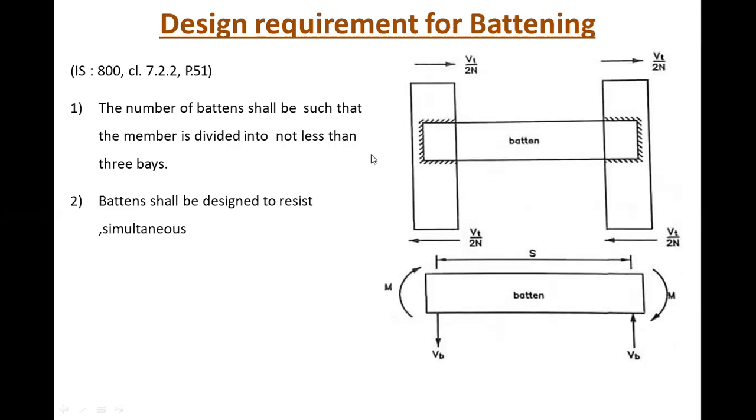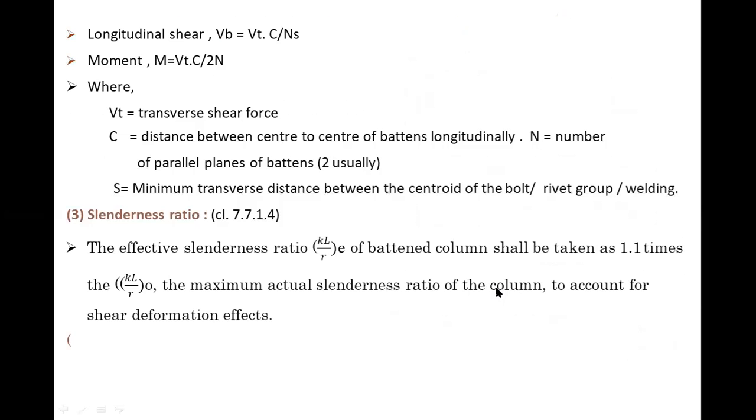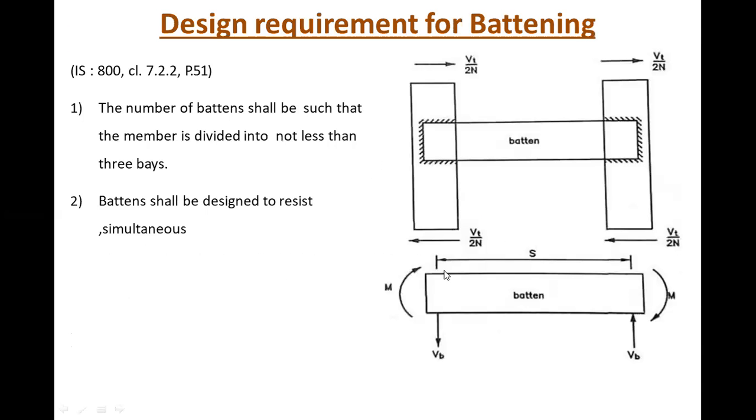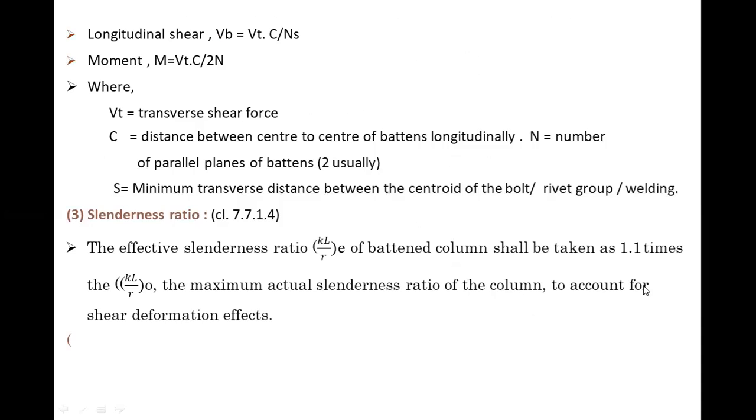Like here, all these criteria are given in this figure. N is equal to the number of parallel planes of battens. Usually there are two, right? S is equal to the minimum transverse distance between the centroids of the bolt or rivet group. S is given as the center to center distance, right? The third criterion is the slenderness ratio, which is given in clause number 7.7.1.4.